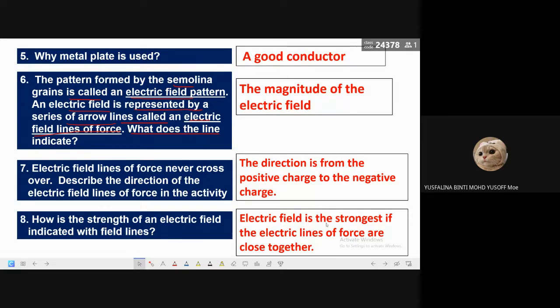The electric field is strongest if the electric lines of force are close together. This one I just described just now, right? The distance between the lines is much closer, which means it has a stronger field. Okay.